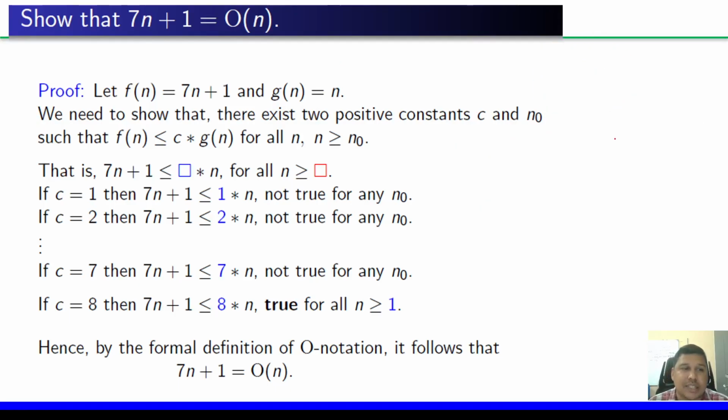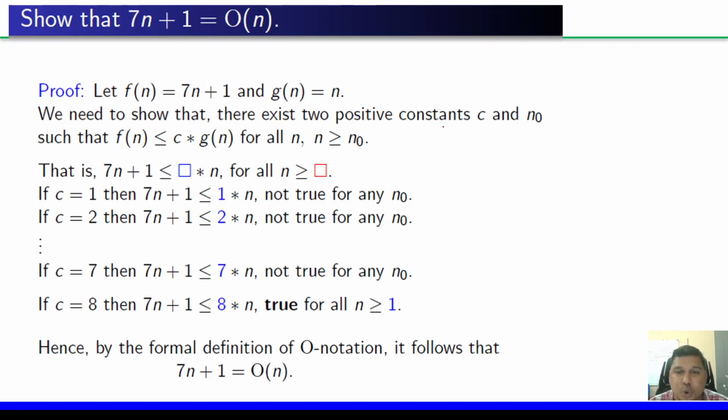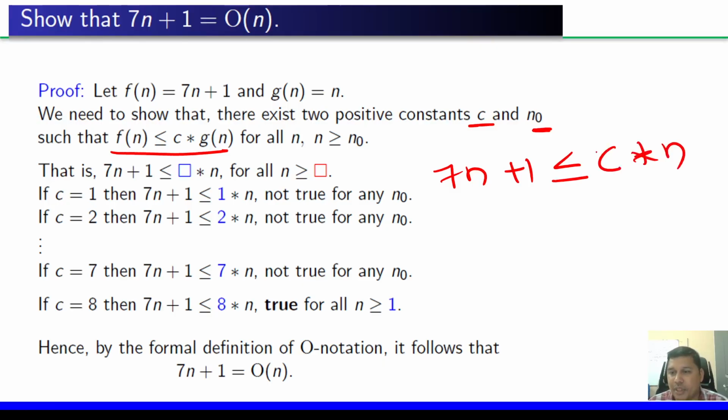So let's see this example. Given function f of n is 7n plus 1 and g of n is given as n. We need to show that there exist two positive constants c and n naught such that this condition is satisfied. It means 7n plus 1 is less than or equal to c into n. This is the constant which I have to find out, for all n greater than or equal to n naught.